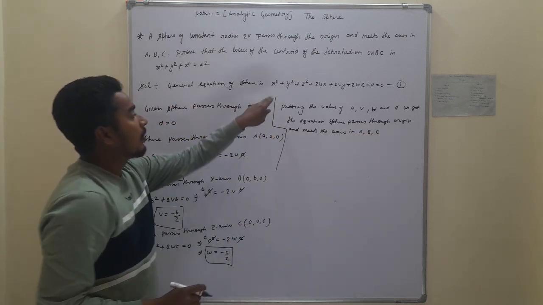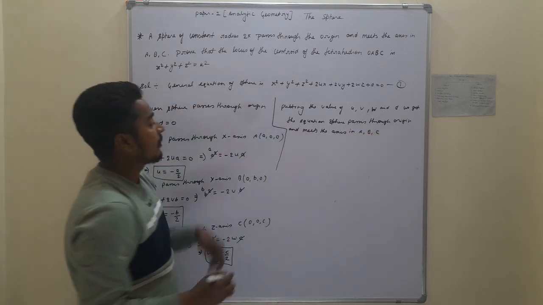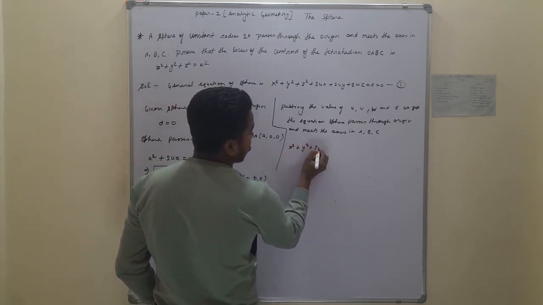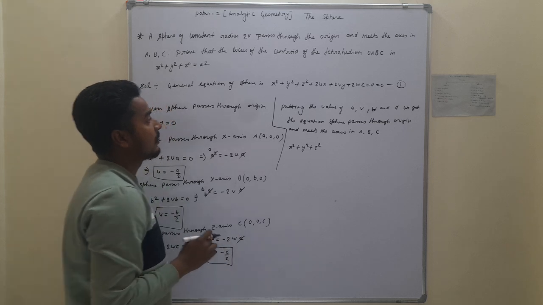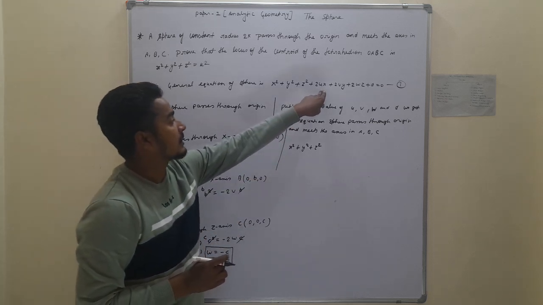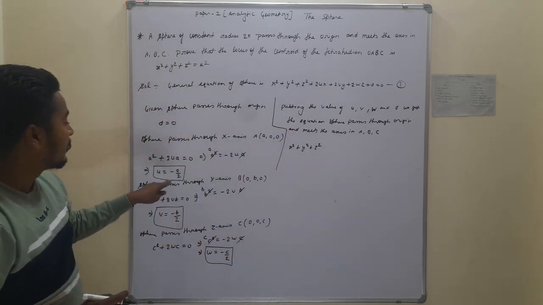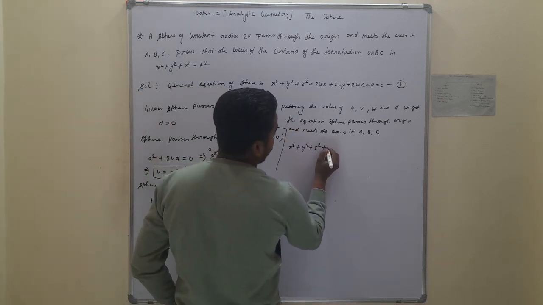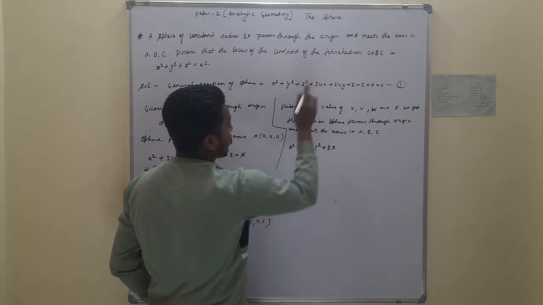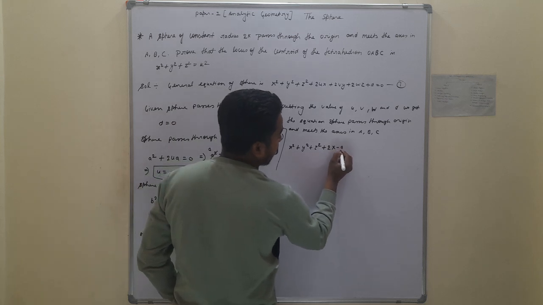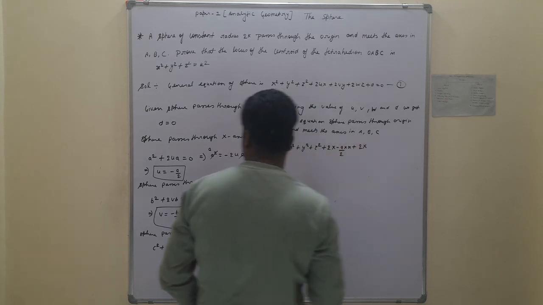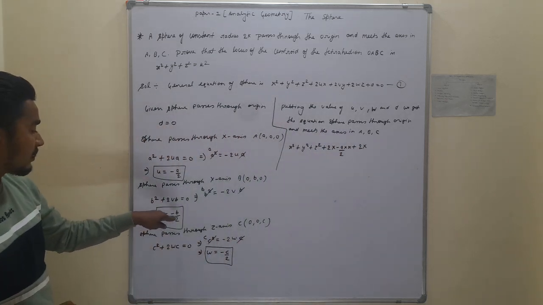Putting the value of u, v, w in equation 1, we get x square plus y square plus z square. In place of 2ux, we have to put the value of u. u is given by minus a by 2. On putting here plus 2, and in place of u putting minus a by 2 into x, plus 2vy. In place of v, we have to calculate v is equal to minus b by 2.